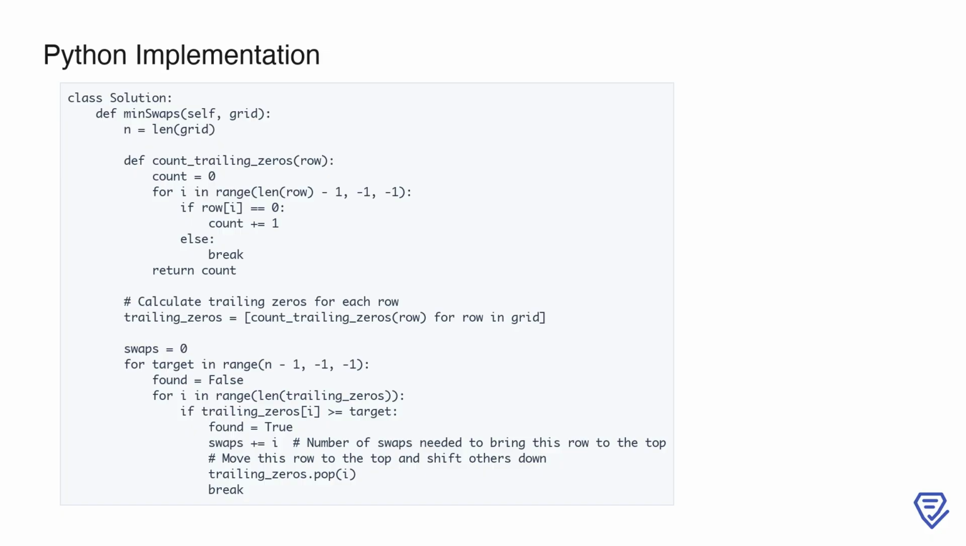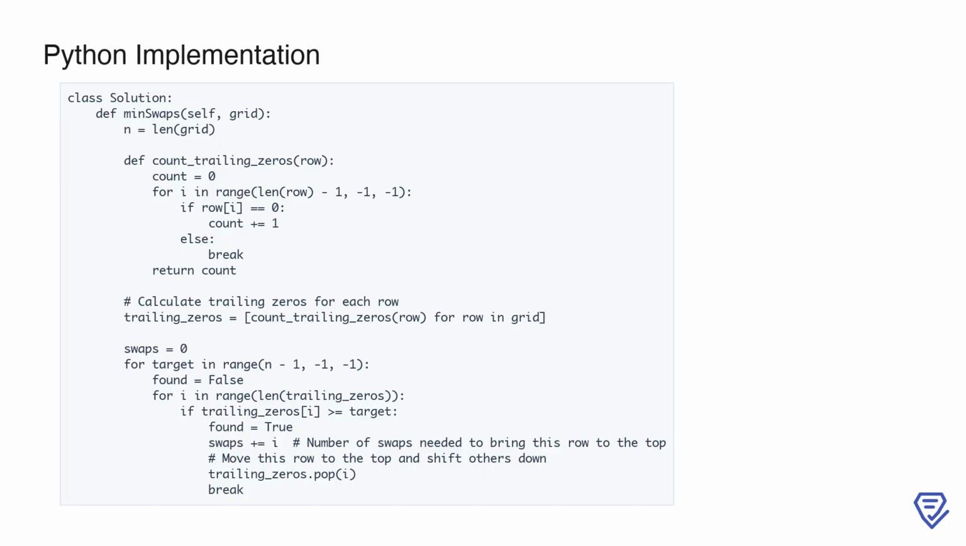This helps us identify how many trailing zeros each row has, which is important for determining if a row can meet the requirements of a valid grid. Using this helper function, we calculate the trailing zeros for all rows in the grid and store them in a list called trailing_zeros. Now, we initialize a variable swaps to 0. This will keep track of the total number of swaps needed. The goal is to ensure that each row satisfies the condition of having at least as many trailing zeros as its position from the bottom, starting with the last row.